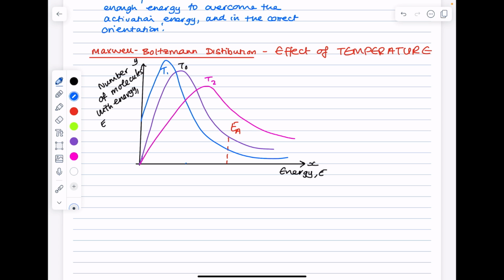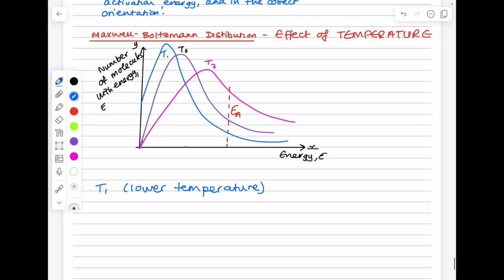So let's describe and explain what's happening at T1. T1, that's when the temperature is lower than the original temperature. We still need to show that activation energy, so I'm using my dotted red line to represent the minimum amount of energy required for the reaction to occur. So at the lower temperature T1, what can we see about the graph? We can see that the peak of the curve is higher and to the left of the original curve.